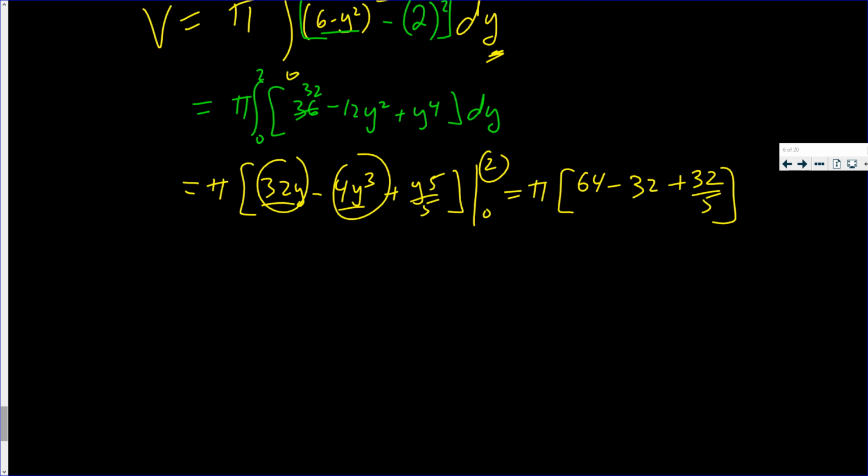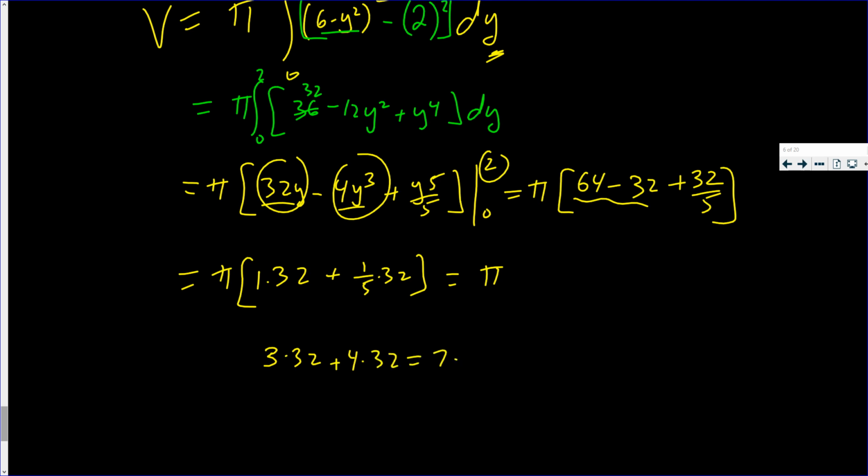Well, that difference is 32 plus 1/5 32. So over here we have 1 32, and over here we're adding 1/5 32. Just like if you had 3 32s and you're adding 4 32s, this is 7 32. Just like 3x plus 4x is 7x. I'm just telling you what x is.